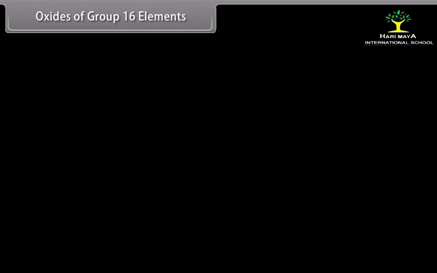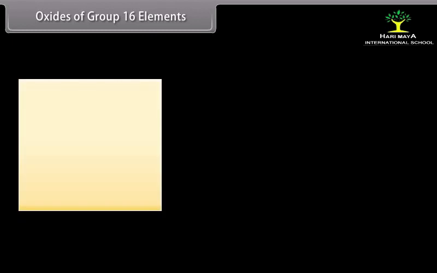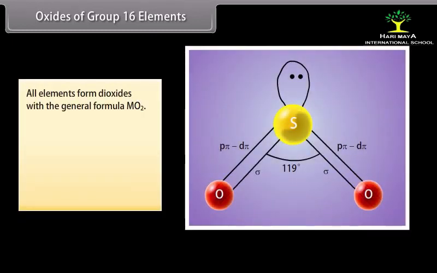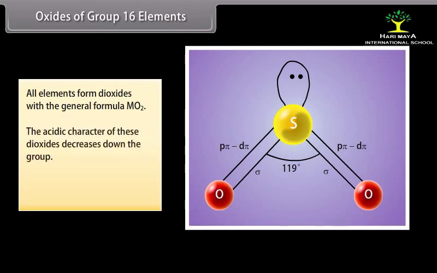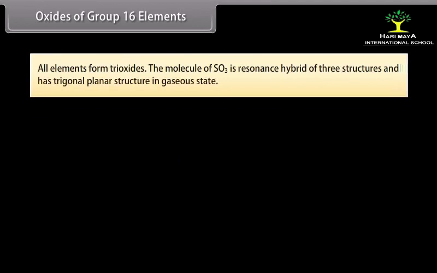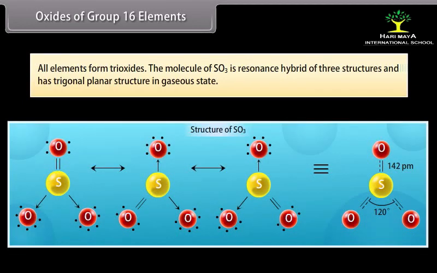Oxides of group 16 elements. All elements form a variety of oxides. All elements form dioxides with a general formula MO2. The acidic character of these dioxides decreases down the group. SO2 is acidic, SeO2 is weakly acidic, while TeO2 is amphoteric. All elements form trioxides. The molecule of SO3 is a resonance hybrid of these structures and has a trigonal planar structure in the gaseous state.